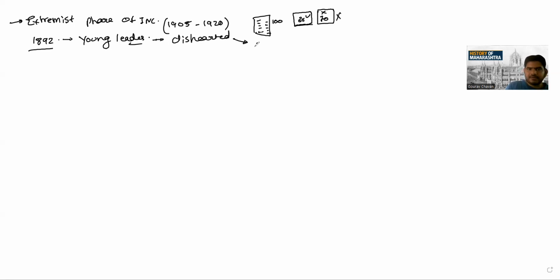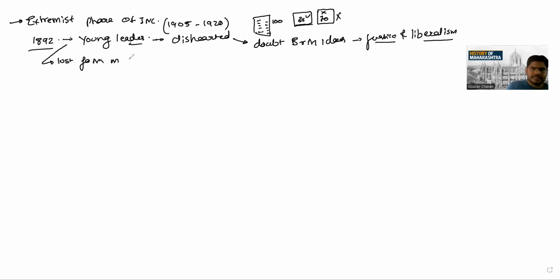And they started to doubt British ideas. Which ideas? Generally justice, and what they said, that they are so-called liberals, liberalism. So they started to doubt these two ideas of the Britishers. Due to all the things happening at that time, they lost faith in legitimate means.